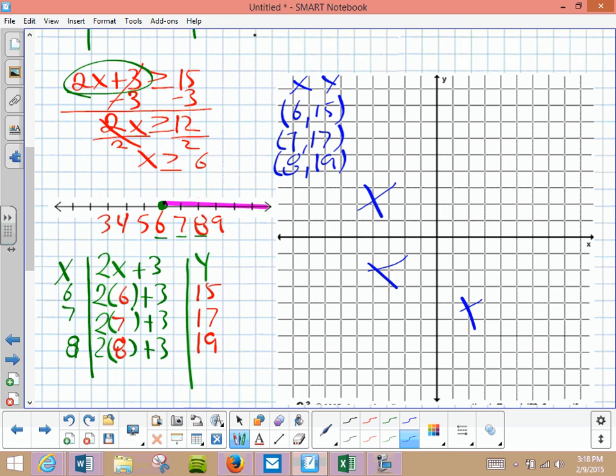What is the biggest number in the x? 8. Can I go by ones? No, on the x I said 8, right? So I can go by 1, 2, 3, 4, 5, 6, 7, 8. And you can also go by twos. It really doesn't matter for that situation.